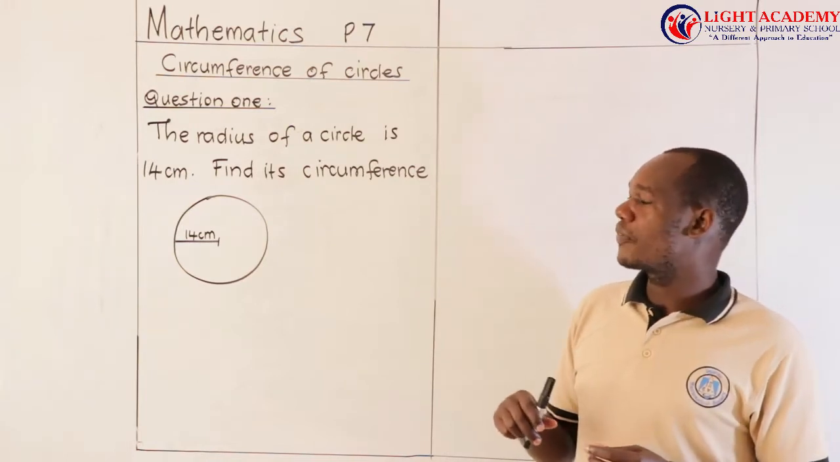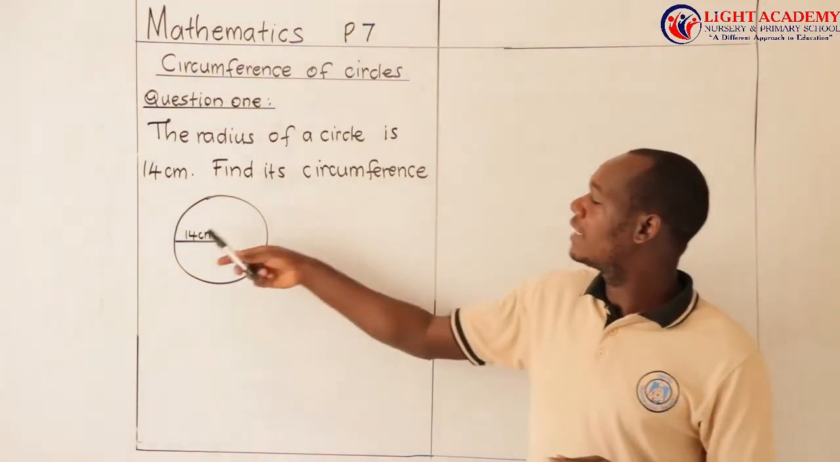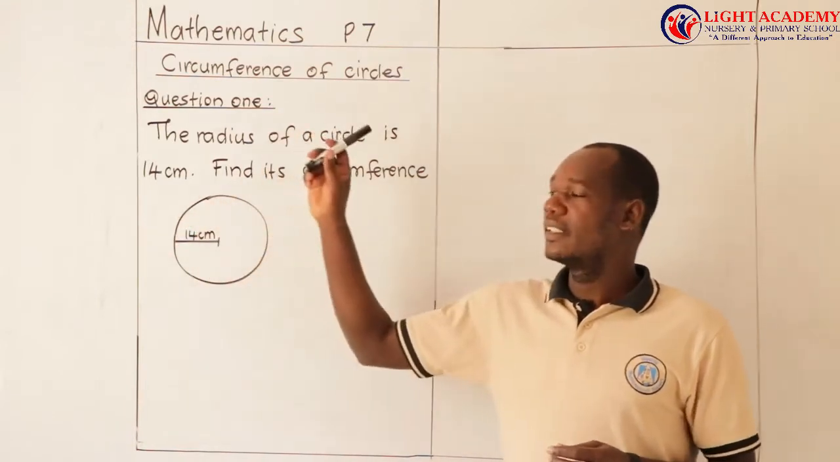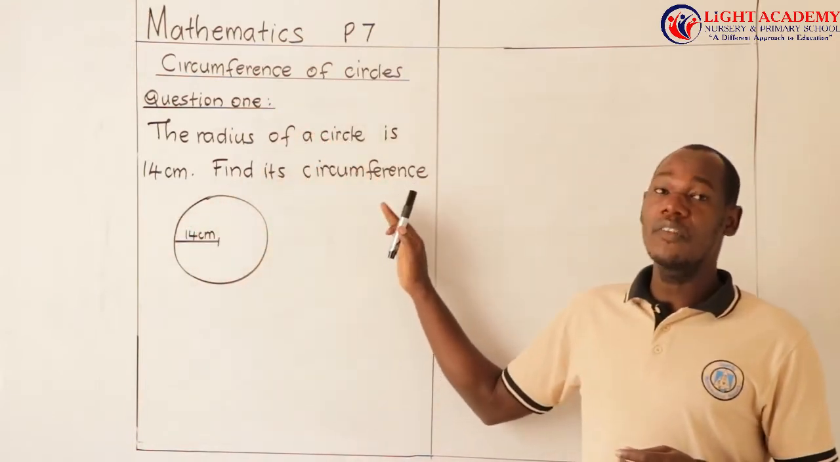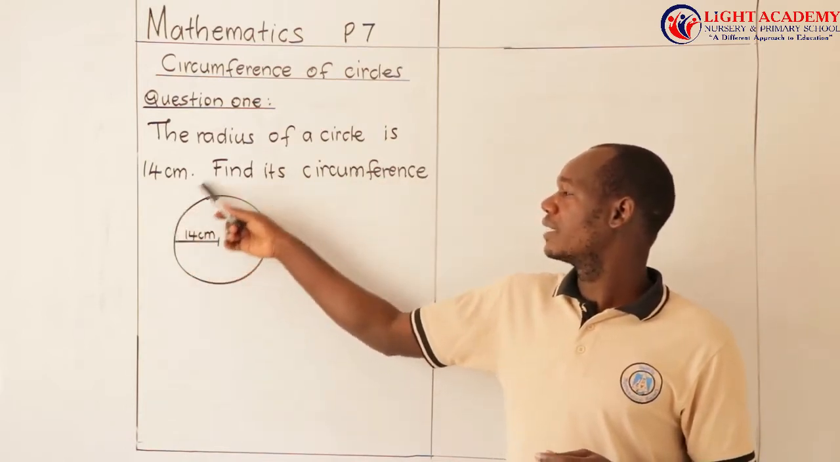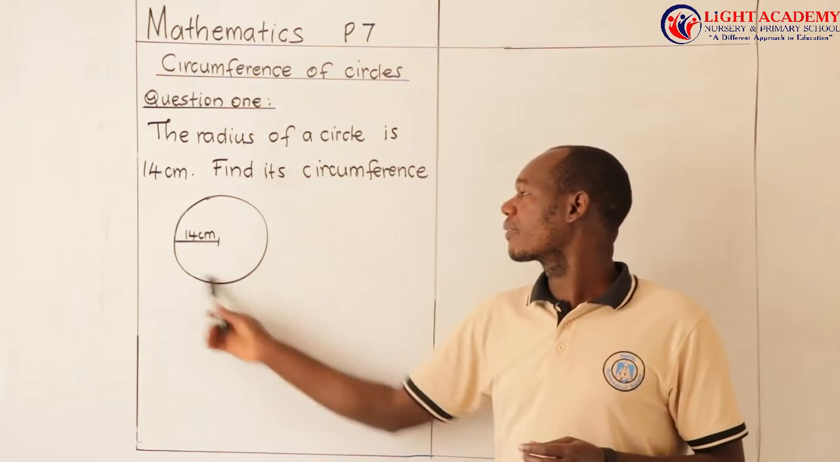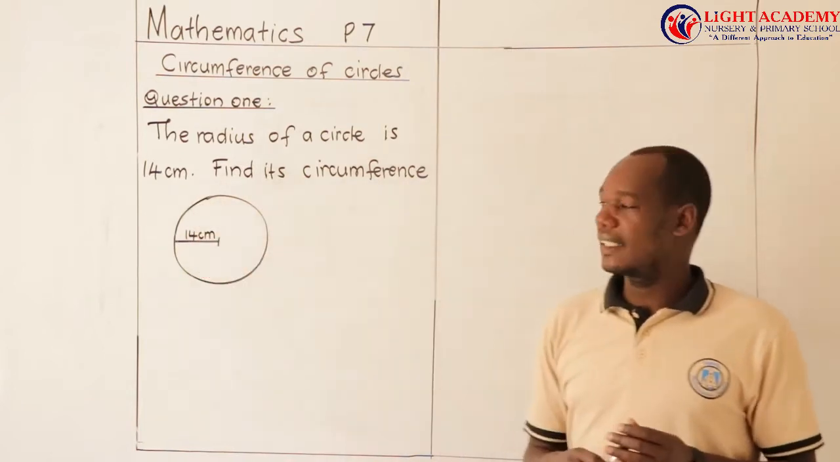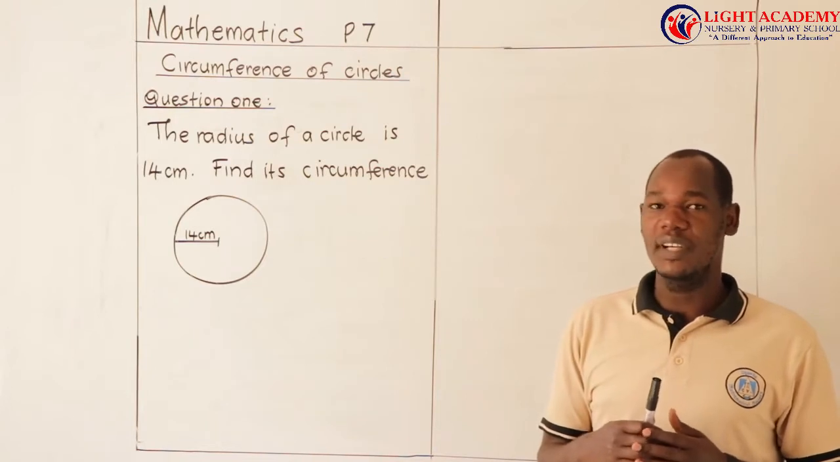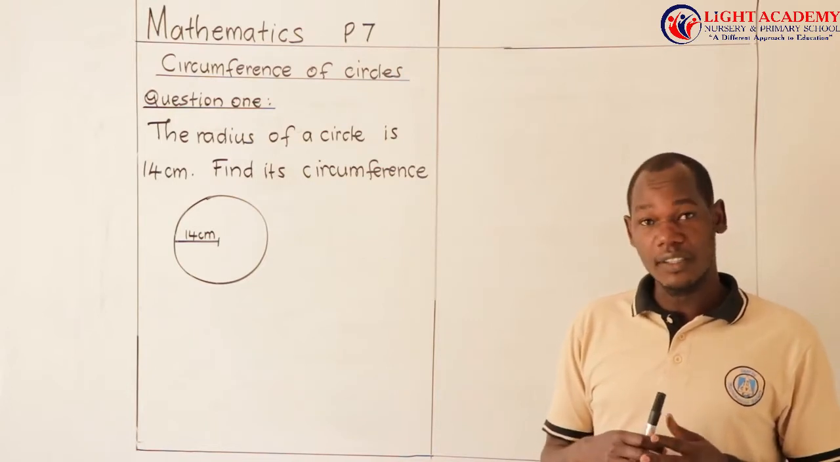When you talk of circumference, circumference is the length of this curved surface, this curved edge. So if they ask you to find circumference of a circle, you must find how long is this curved edge. So in this case, we have a particular formula that we always use to find circumference of circles.